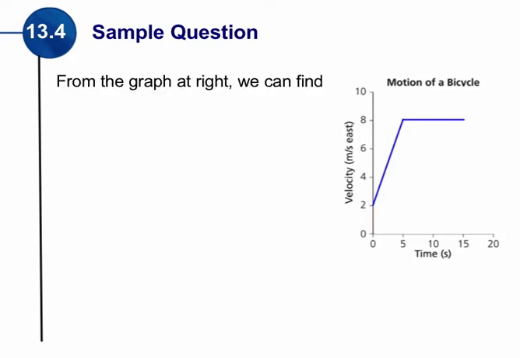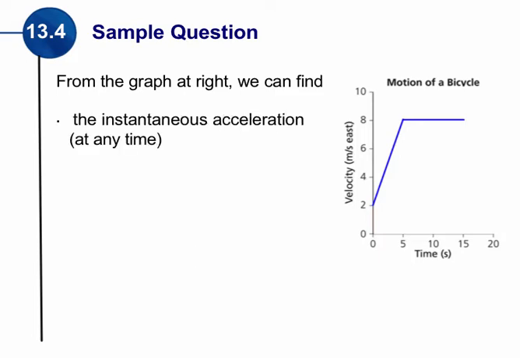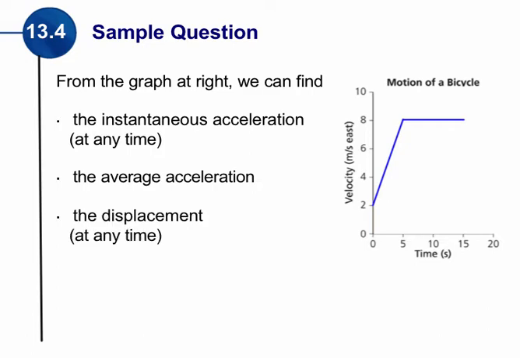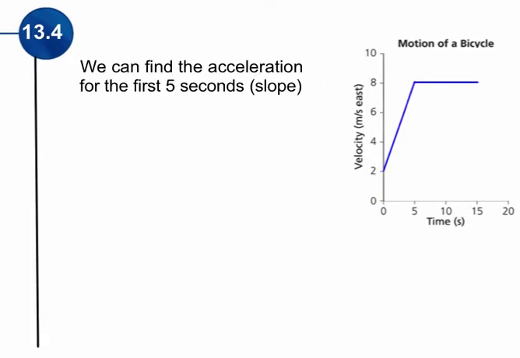From a graph like this, we can find a number of things. We can find the instantaneous acceleration, the slope at any point in time. We could find the average acceleration, the acceleration over the entire motion of this object. We could also find the displacement at any time by finding the area under the graph. Let's actually do some calculations then.